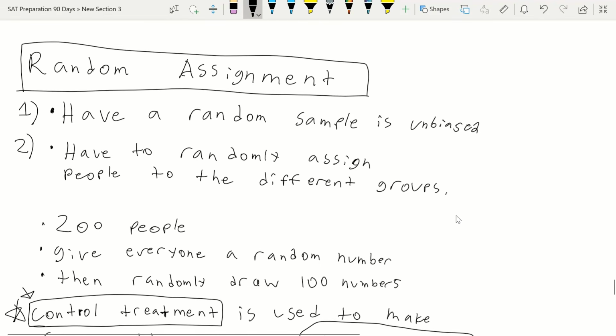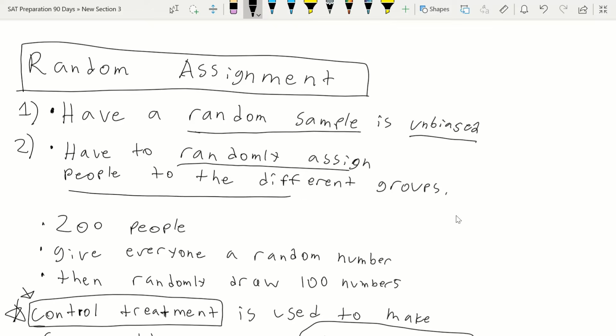The next thing that we covered was random assignment. We already have a random sample at that point, hopefully, if we're doing this correctly. That random sample is unbiased, but we have to keep it unbiased. We have our sample, we know who we're going to collect data from. Now we have to determine how we're going to collect the data. So we need to randomly assign people to different groups. If we aren't randomly assigning people to different groups, then we don't have random assignment. The whole point of random assignment is to randomly assign people to different groups.